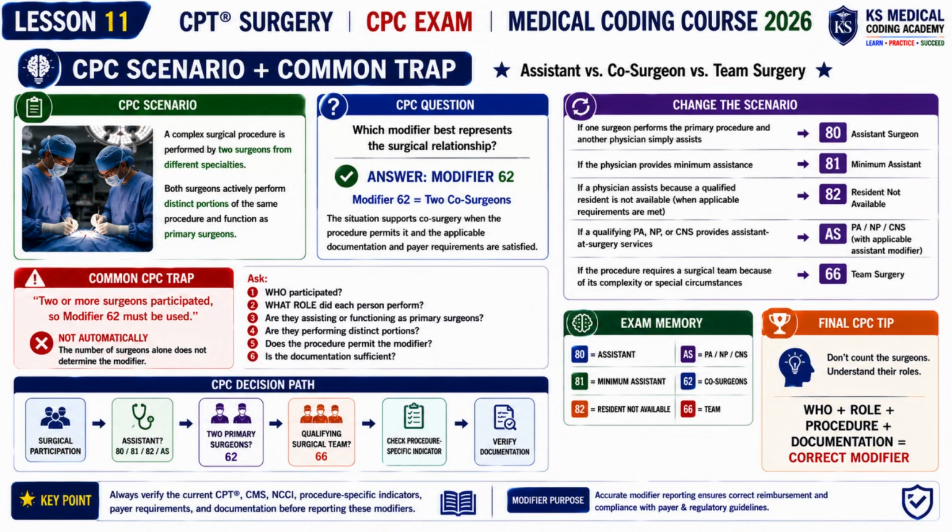And here's your final CPC tip. Don't count the surgeons. Understand their roles. Remember, who plus role plus procedure plus documentation equals correct modifier. Always verify the current CPT, CMS, NCCI, procedure-specific indicators, payer requirements, and documentation before reporting these modifiers.